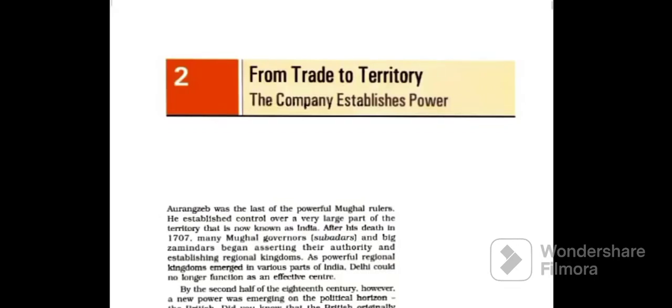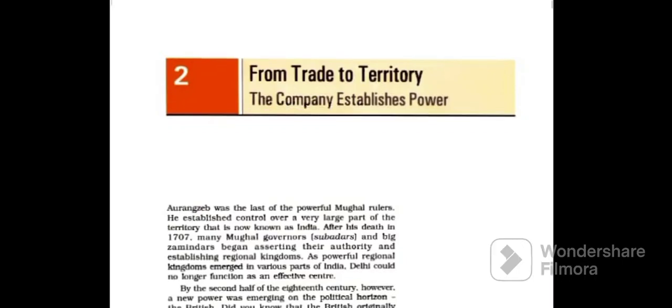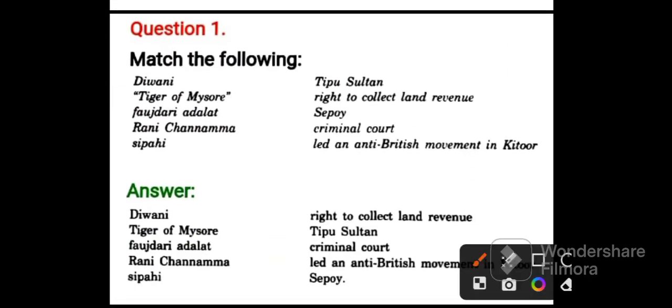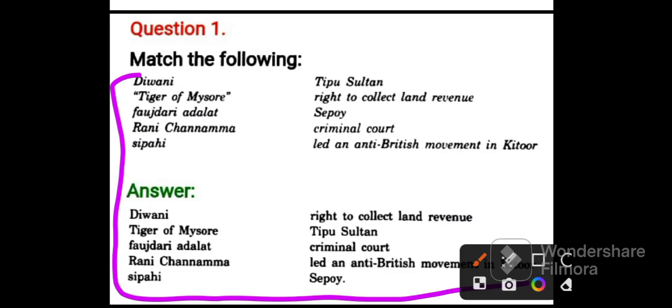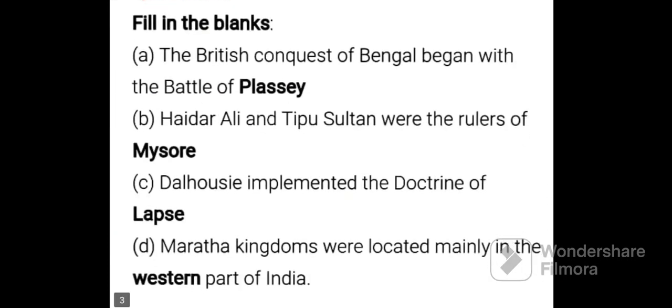In this video, we will talk about class 8th, chapter 2, history, From Trade to Territory: The Company Establishes Power. Question answers first. Match the following. The answer is here. You can watch. Now question 2, fill in the blanks.